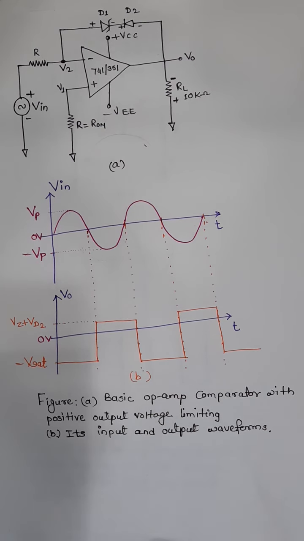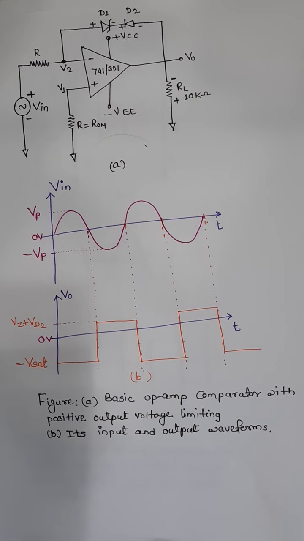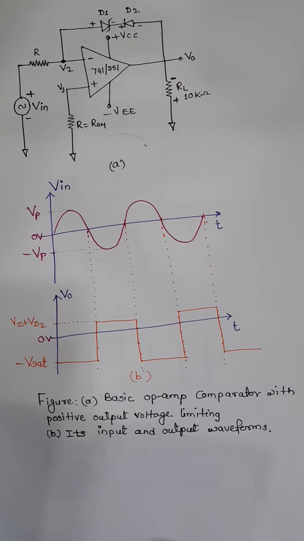One is where we have controlled the output in positive as well as negative output voltage swings, and this one is where we have controlled the positive output voltage. If we rearrange the diodes, we can also control the negative output voltage. The other thing regarding this is design a circuit with positive and negative output voltage limiting.